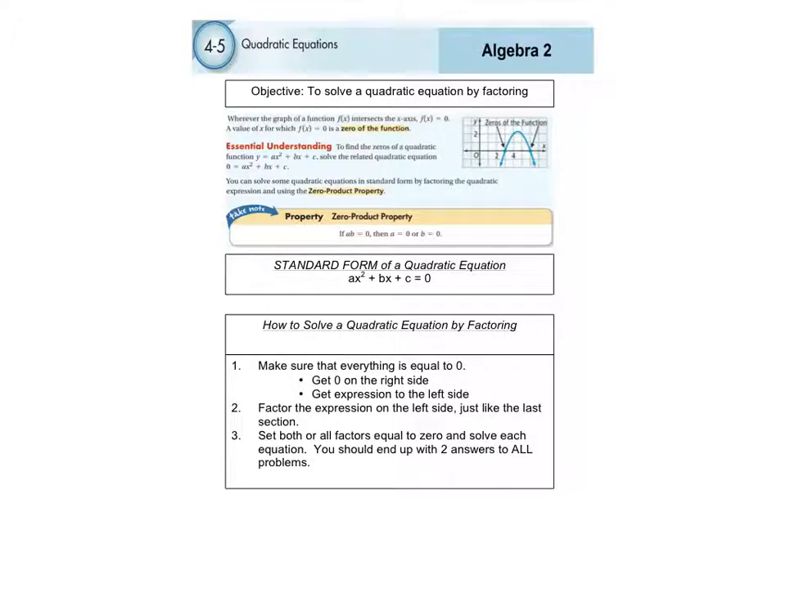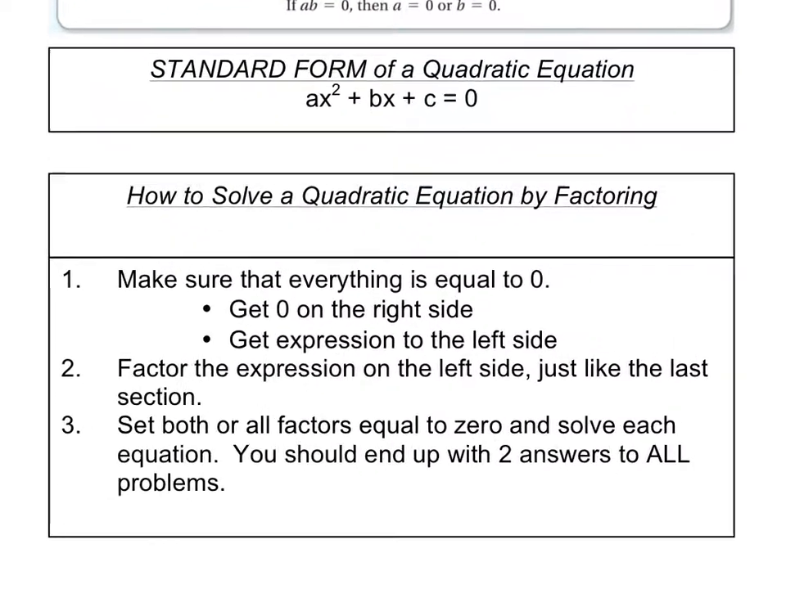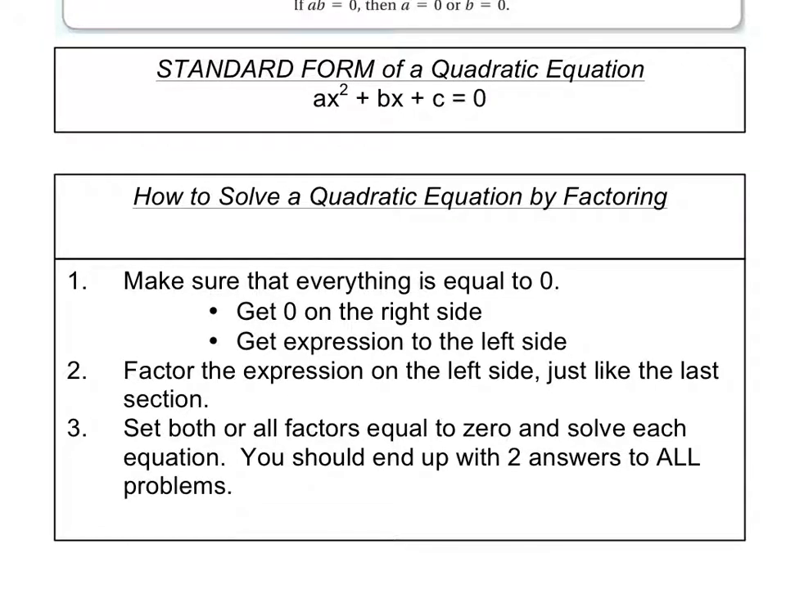Okay, so again, just a reminder on your steps, we want our form to look like ax squared plus bx plus c equals 0. We always want to make sure everything's equal to 0, so ideally we'd like the right side to be 0, everything else on the left side. Then we've got to factor, that hasn't changed, and on this video we're going to have an a value that's not 1. So you're going to see examples of a values that are not 1. And then when we get done, we've got to set all factors equal to 0 and solve for it. Again, you should have 2 answers on each of these problems.